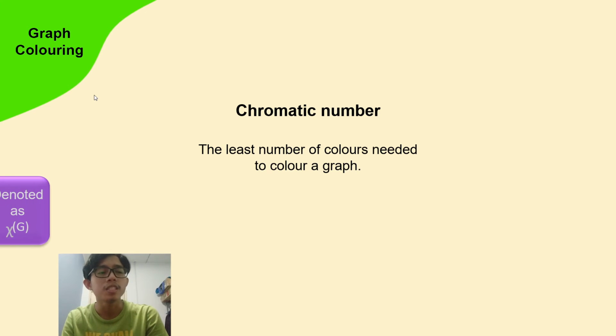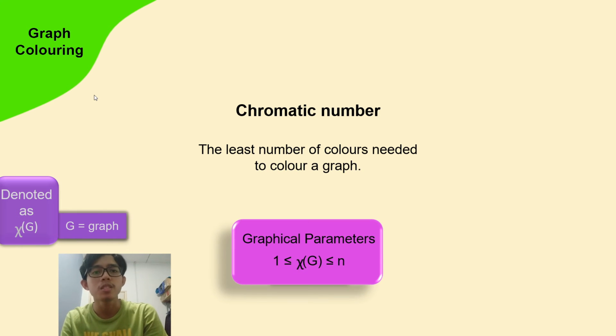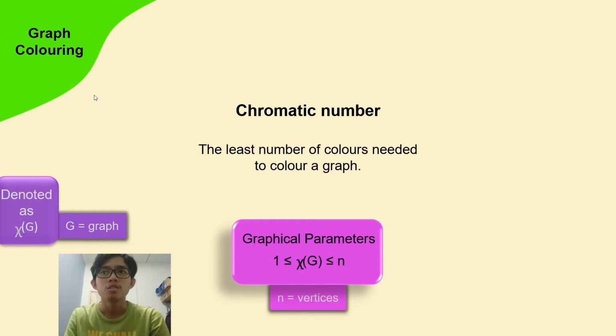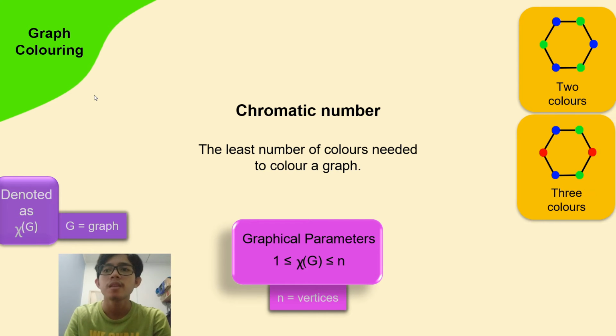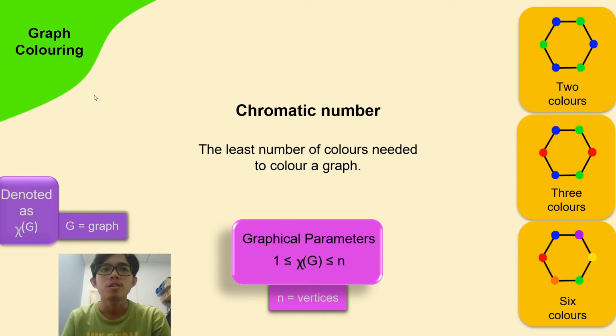It is denoted as Xg, where G is the graph. For the graphical parameters, the least chromatic number can be is 1 and the highest is n, where n is the number of vertices. To be clear, here is the example. In this graph, there are 6 vertices. It can be assigned with 2 colors, 3 colors, and 6 colors. According to the definition of chromatic number, the 2 colors would be the chromatic number.